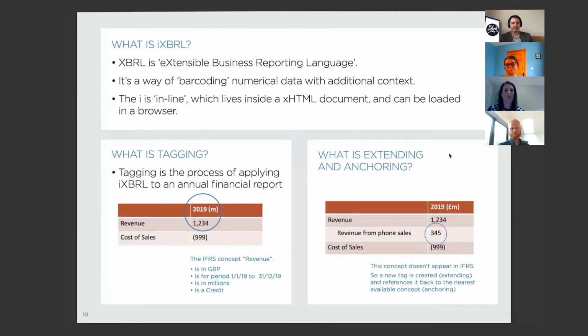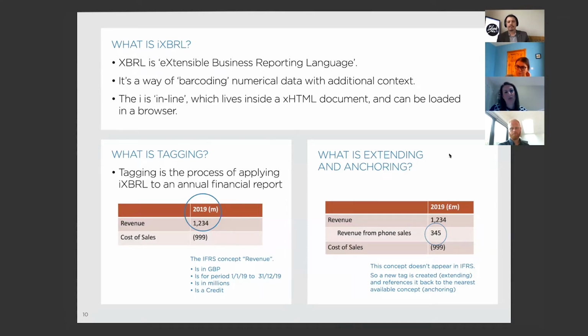So a little bit more about what iXBRL is. XBRL stands for Extensible Business Reporting Language, and it's basically a way of barcoding numerical data, a bit like a barcode on some food when you go to a supermarket. And the I stands for inline, which means that it lives inside that xHTML document, so it's embedded, and it can be loaded in a browser.